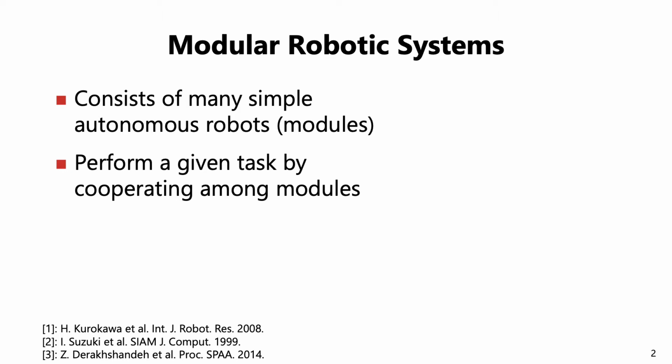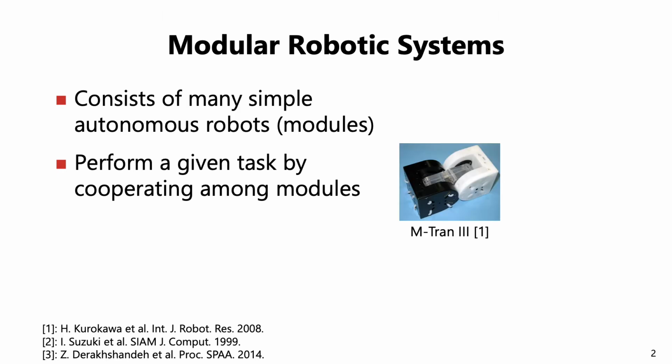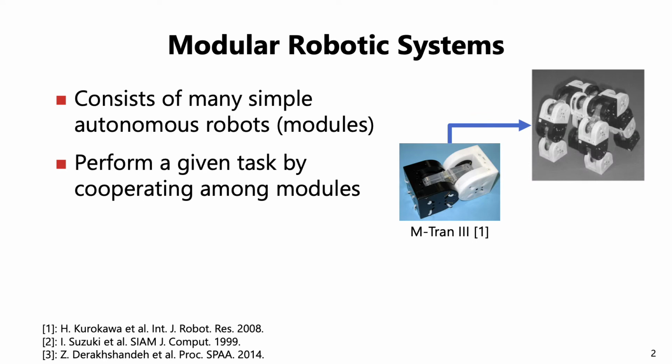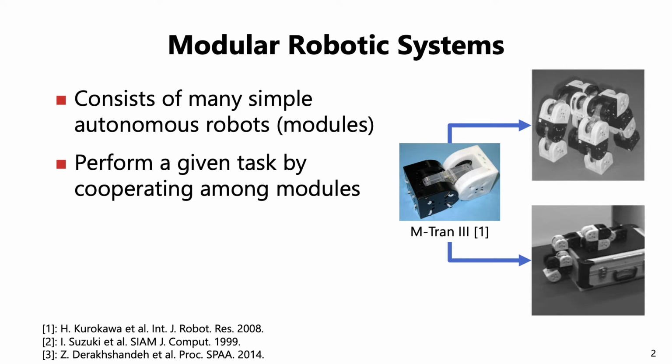Recently, modular robotic systems attract much attention both in robotics and theoretical computer science. This system consists of many simple autonomous modules and provides flexible and adaptive functions by changing its shape. So modules must cooperate with each other to perform a given task. This is an example of modular robotic systems called M-Trans3. Each module is very simple, and its only possible movement is just changing its angle. But by using many modules, the system can move a field by walking and can climb a step.